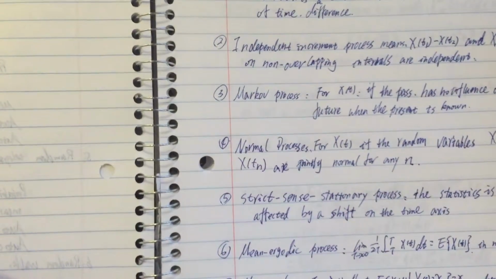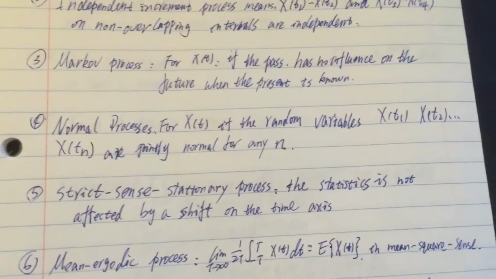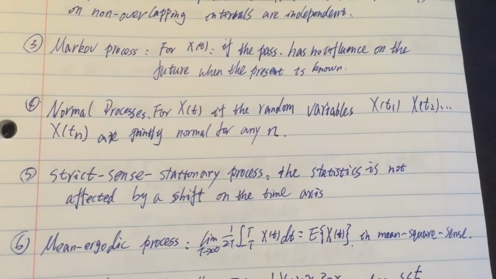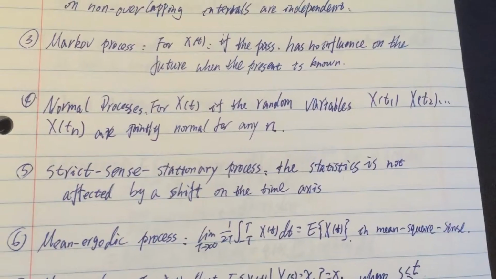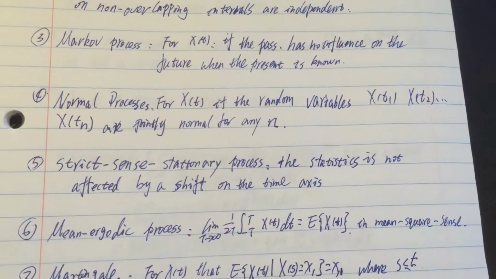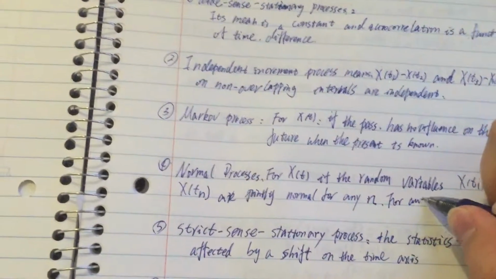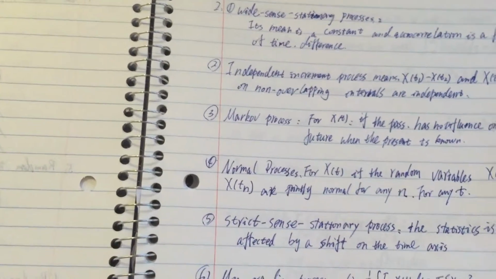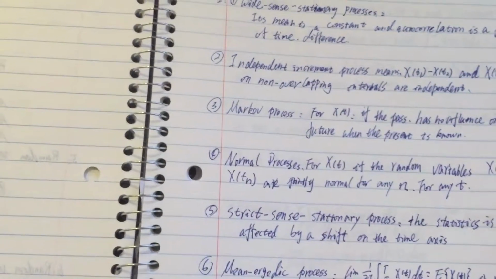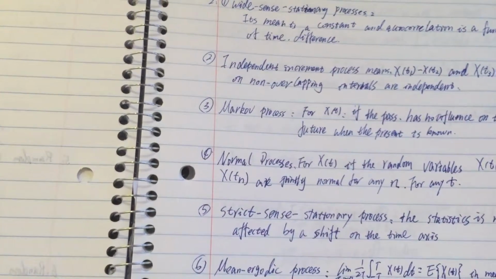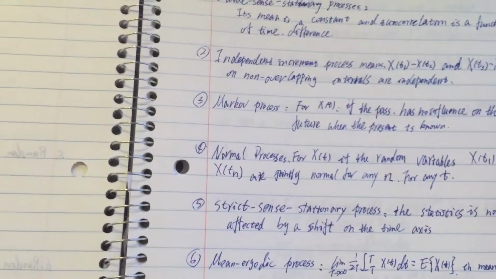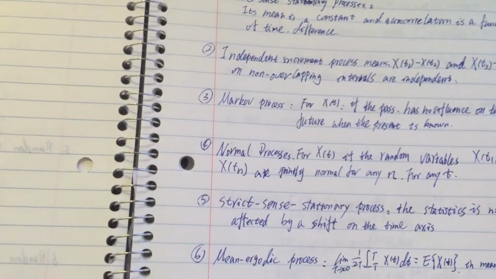A normal process X(t) is one where the random variables X(t1), X(t2), up to X(tn) are jointly normal for any n and any t. And a strict sense stationary process is one whose statistics are not affected by a shift on the time axis.